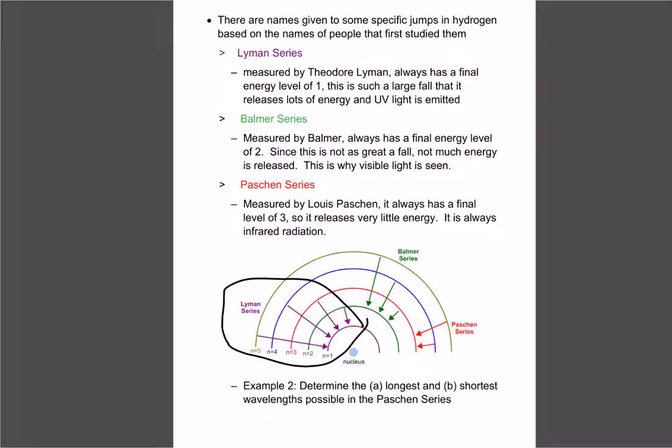Balmer found out that if we only go from 5 down to 2 or less, it gave off visible light, so that's why we see the 3 colors that we do. And Paschen was one that found out if we only go from 5 down to 3, it's very little energy, so that ends up being infrared, so we don't see those. So in this case, if we were to actually look at Balmer's series, we would only see 3 different colors. The rest of them would be outside of our visible range.